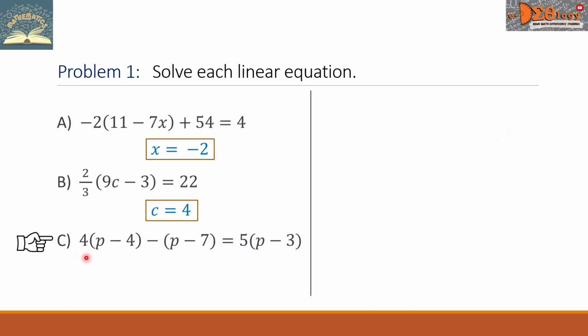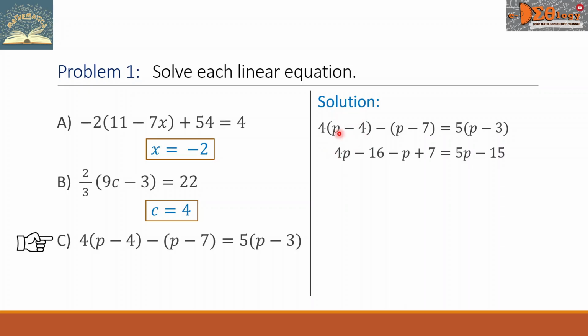Problem C. 4 times the quantity p minus 4 minus the group p minus 7 equals 5 times the quantity p minus 3. Let us now solve for p. Let us simplify both sides. This 4 we multiply to p, also to negative 4. So we have 4 times p is 4p. 4 times negative 4 is negative 16.